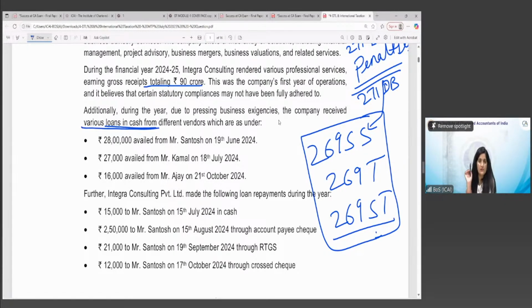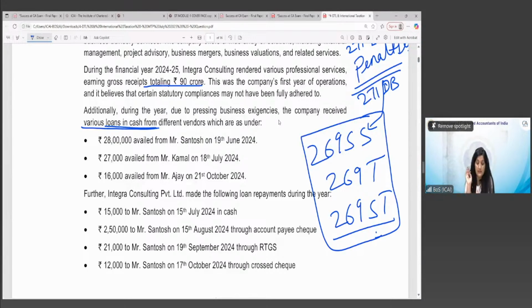Loans in cash. 269 SS accordingly, the persons are not supposed to accept or take any loan in a mode other than the specified modes. Account payee cheque, account payee draft, or the other specified modes that are mentioned, NEFT you have to do, UPI you have to do, other than the specified modes.